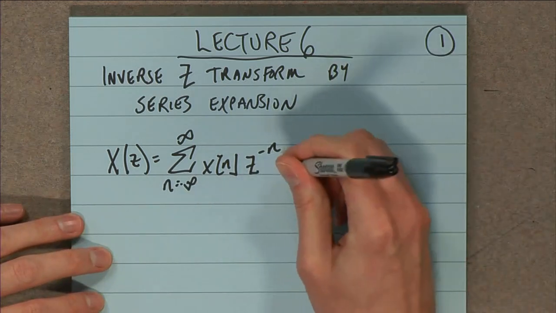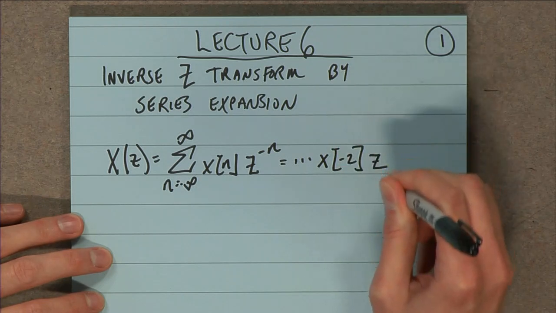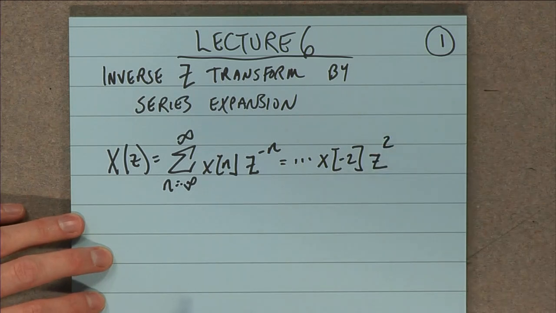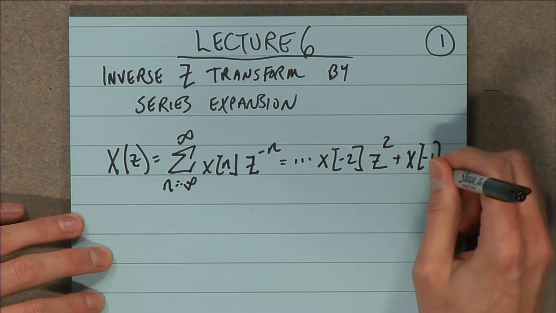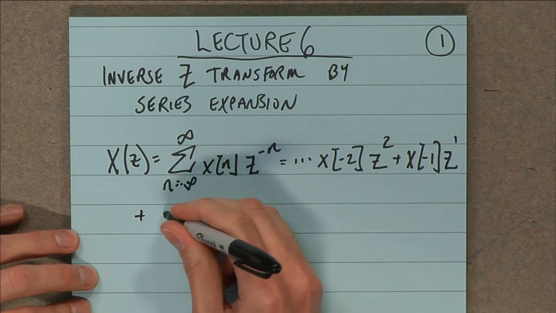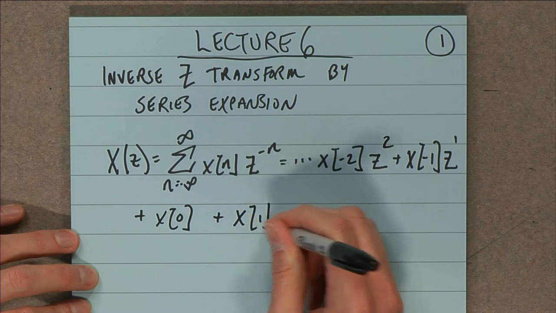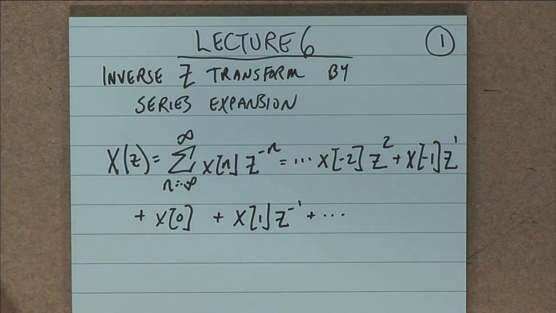So as we think about it, x of minus 2, z to the minus n is negative 2, so that's z squared, plus x of minus 1, z to the plus 1, plus when n is 0, it's just x of 0, z to the 0, and so on. So if we could just take one of these terms at a time, we could inverse Z transform them into impulse functions.